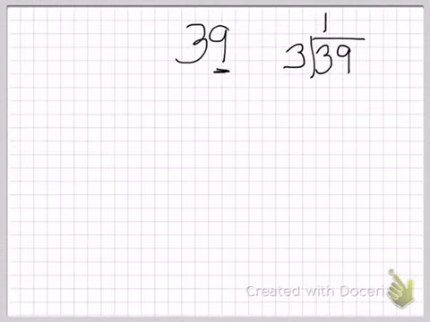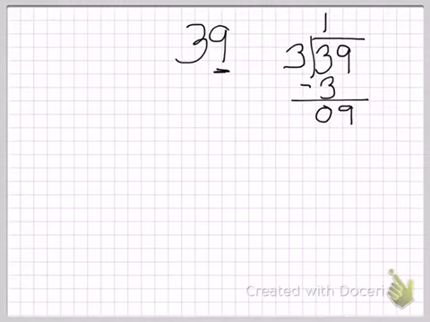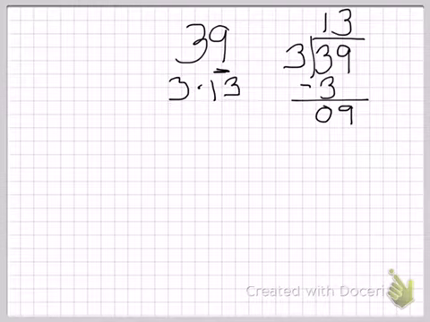3 goes into 3 one time. If I do some subtraction, I get a 9, and I know that 3 goes into 9 3 times. So 3 divides into 39 perfectly and comes out with an answer of 13. So 39, I know, can be split into 2 parts, can be split into 3 times 13.